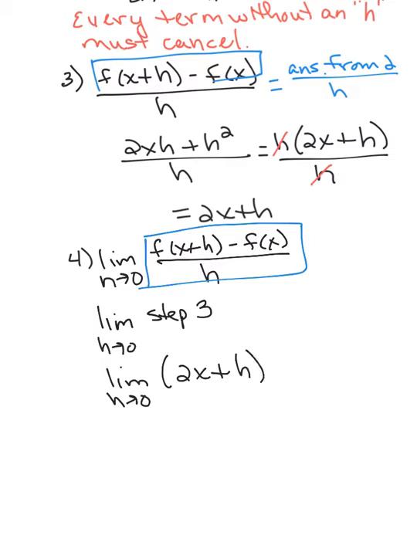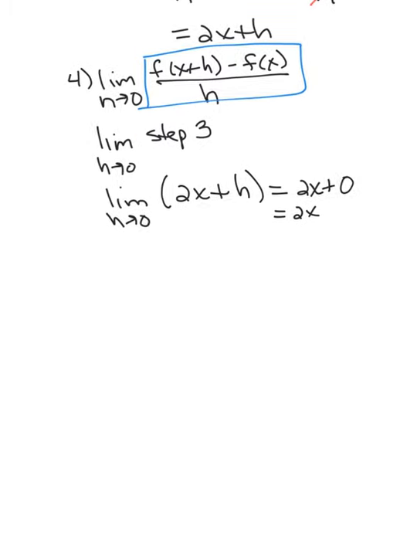If you look at 2x plus h, that is polynomial in form. And when we have a polynomial, we just plug in our number. So now that we're plugging in our number, we stop writing limit and we do 2x plus 0, which just gives us 2x.